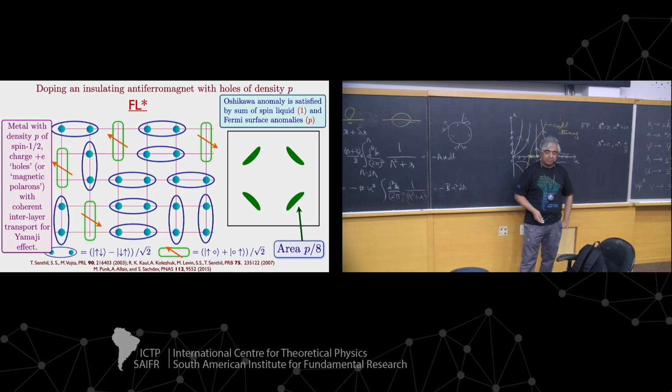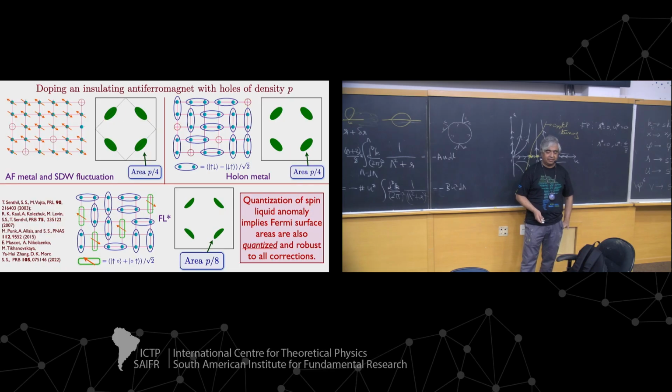Okay, so now to summarize everything, let me skip that. There are three possible states that describe the underdoped cuprates. One is a state with antiferromagnetic order. This is the problem that there is no actual antiferromagnetic order, but okay, let's just keep it alive. Maybe we haven't seen it yet. Some experiment will see it someday. There's this holon metal, which also has area p over 4. And then there's a state we call FL star, which has pockets of area p over 8.